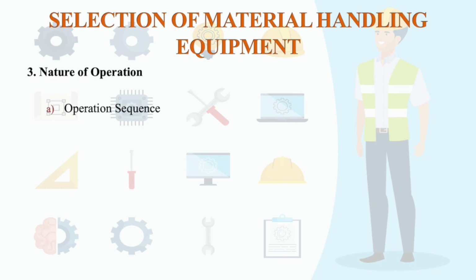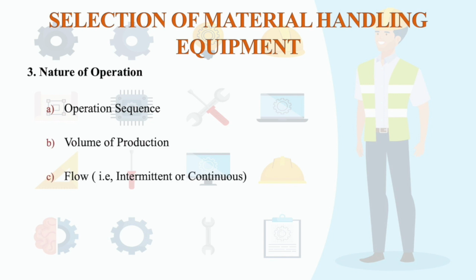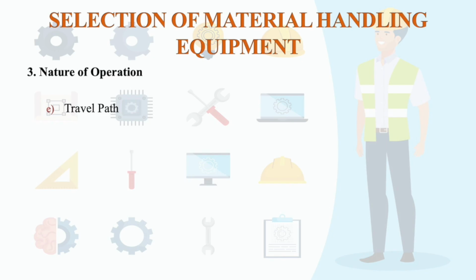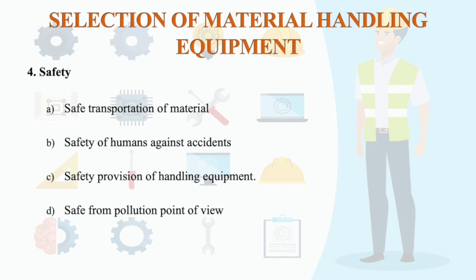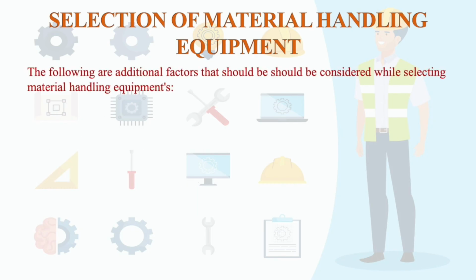nature of operation sequence, volume of production, flow intermittent or continuous, distance to be handled, travel path, type and extent of movement. Safety transportation of materials, safety of humans against accidents, safety provisions of handling equipment, safety from pollution point of view. The following are additional factors that should be considered while selecting material handling equipment.